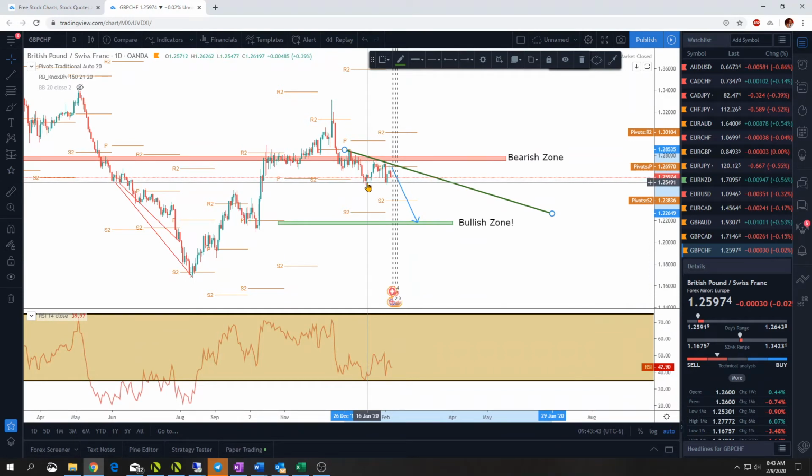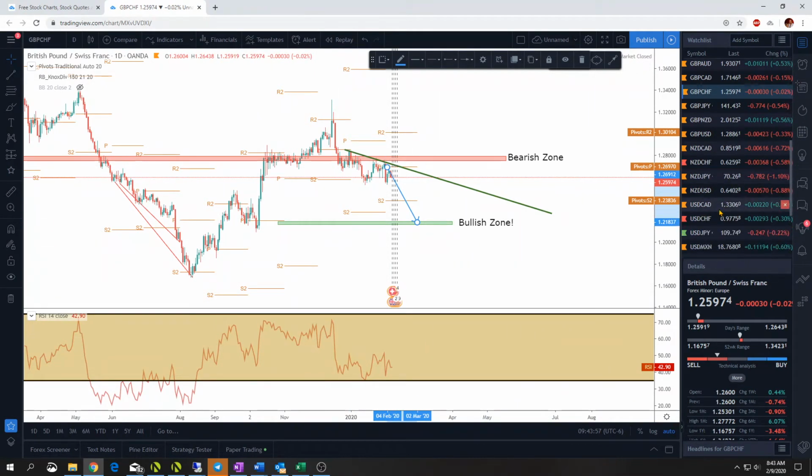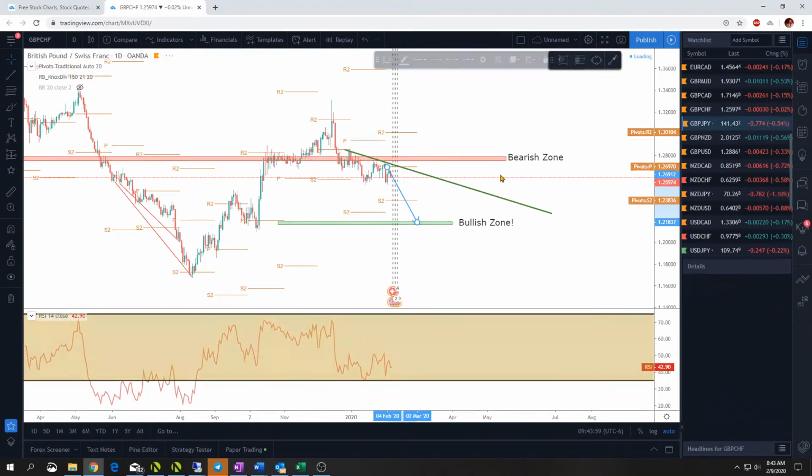and you have a decent support here. A safer place to put in a rollover trade is if you get a solid break of this support. But we'll just have to see what happens this week. I'm not going to put any alert on it because I'm watching this thing.